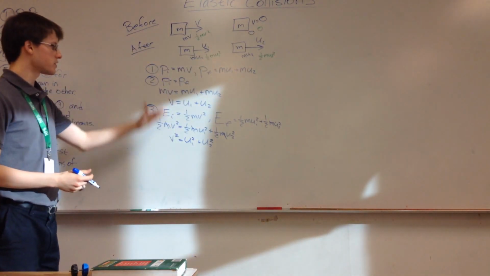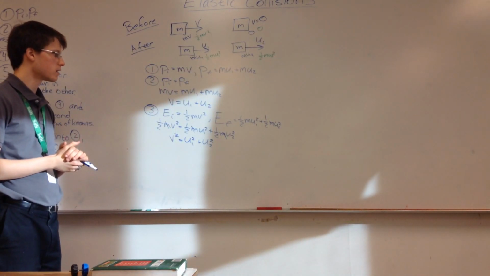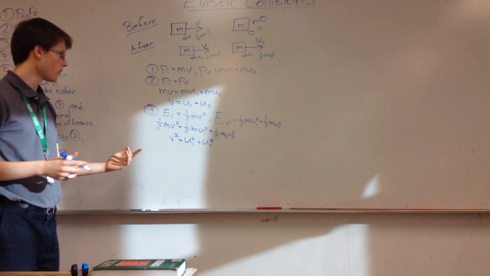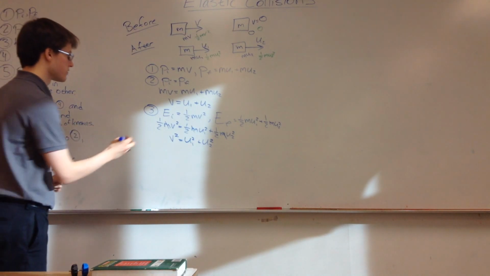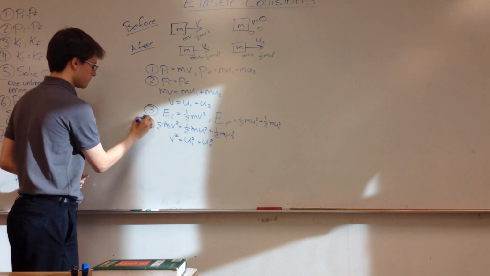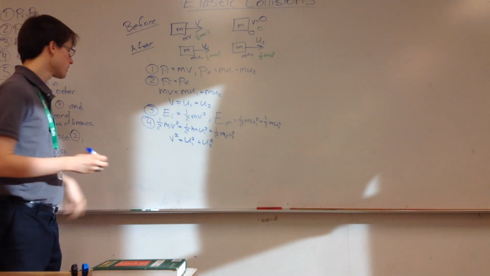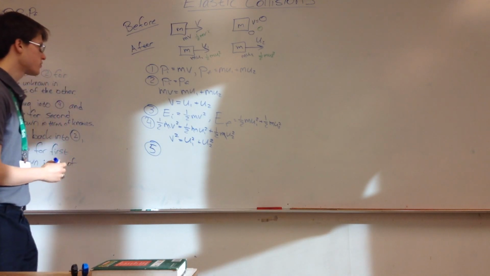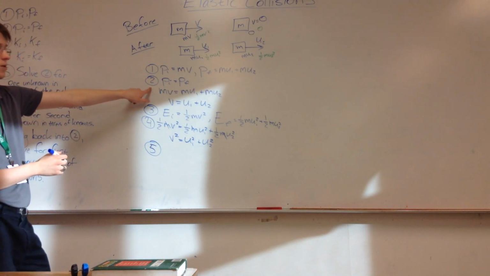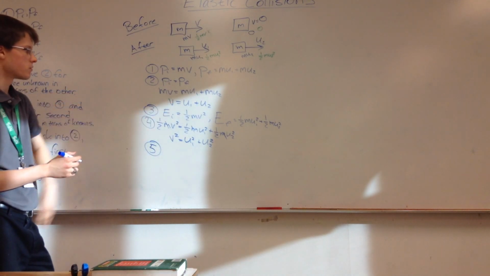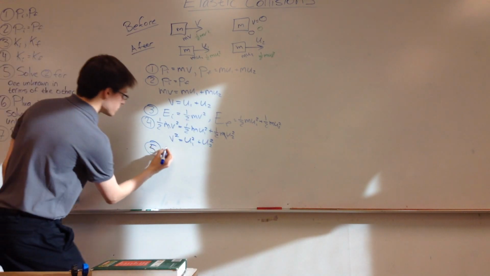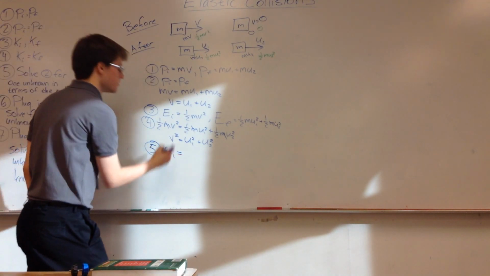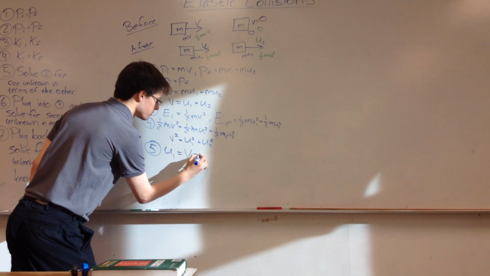So now that we have these two equations, we can go ahead and move on to step 4. Sorry, this was step 4, setting them equal. So we can move on to step 5. In step 5, we're going to solve equation 2 for momentum for one of our unknown terms. Let's just do u1. So u1 is equal to v minus u2.